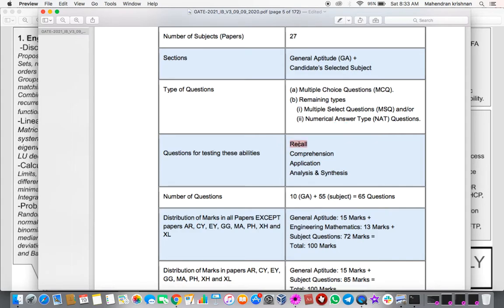Four types of skills are tested. One is memory power, that is recall. The other is comprehension, application of a particular concept. Then analysis and synthesis: we analyze, and based on our analysis we can arrive at a conclusion, and infer things.